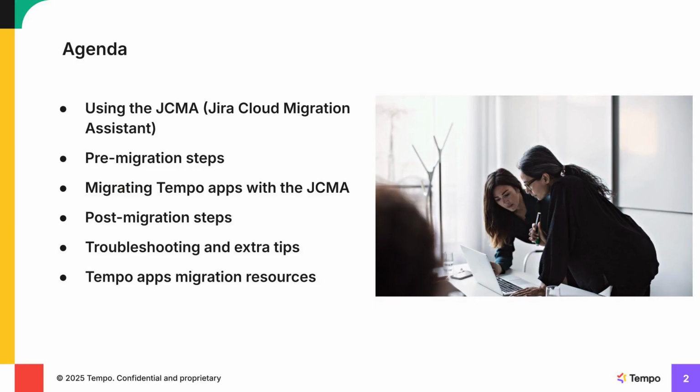We'll give you an overview of the JCMA, Jira Cloud Migration Assistant, and why it's the best method for migrating. We'll talk through the pre-migration steps. You'll see a demo showing how to migrate Tempo apps using the JCMA. We'll point out some crucial post-migration steps. We'll mention some common problems that can happen during migration and how to troubleshoot them, as well as some extra tips to make your migration go as smoothly as possible. And lastly, we'll highlight some resources that should be helpful to you on your migration journey.